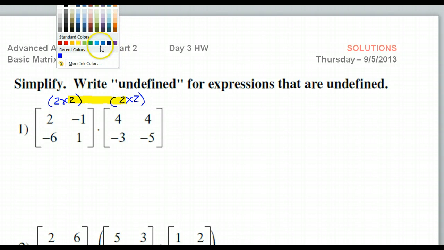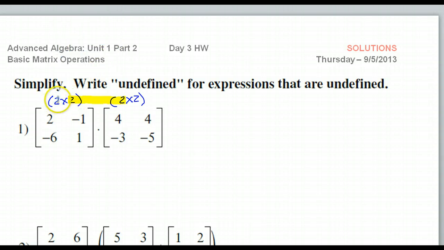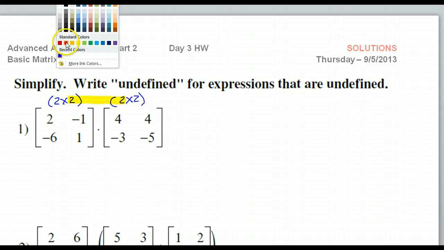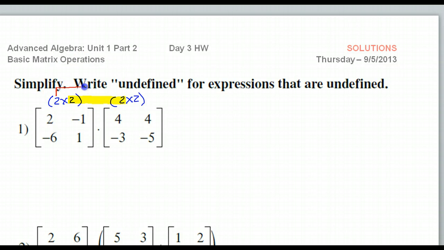Now, once you know that it's possible, the next thing is to understand what the shape of your answer is going to be. And it's basically like this. It goes by the outer dimensions. Because the outer dimensions are 2 and 2, I know that when I multiply, I'm going to wind up getting a 2 by 2 matrix. So your next move should be to set up for yourself a 2 by 2 matrix, like the answer.